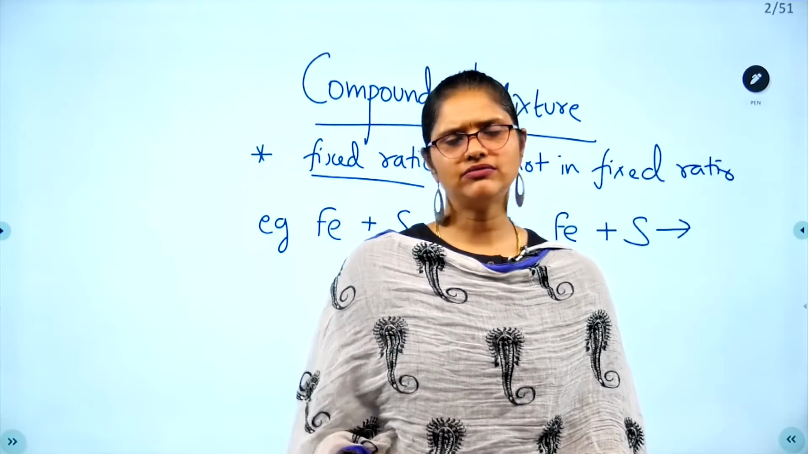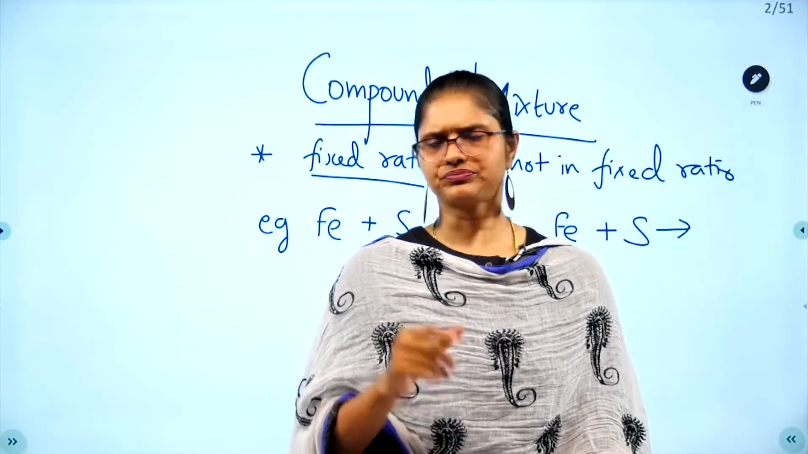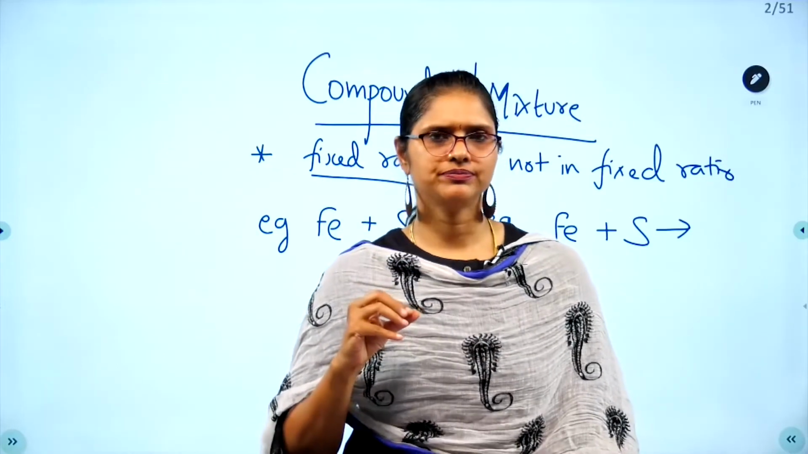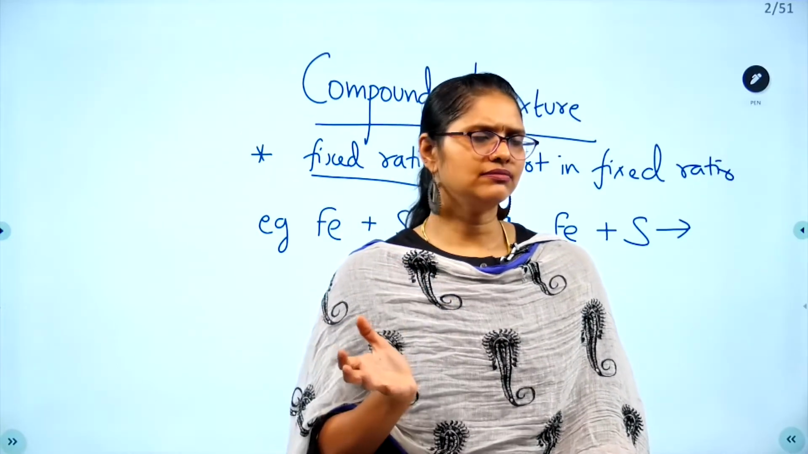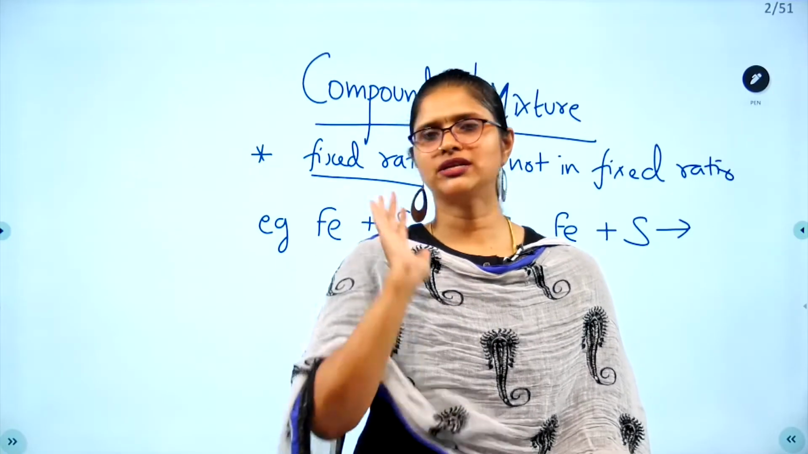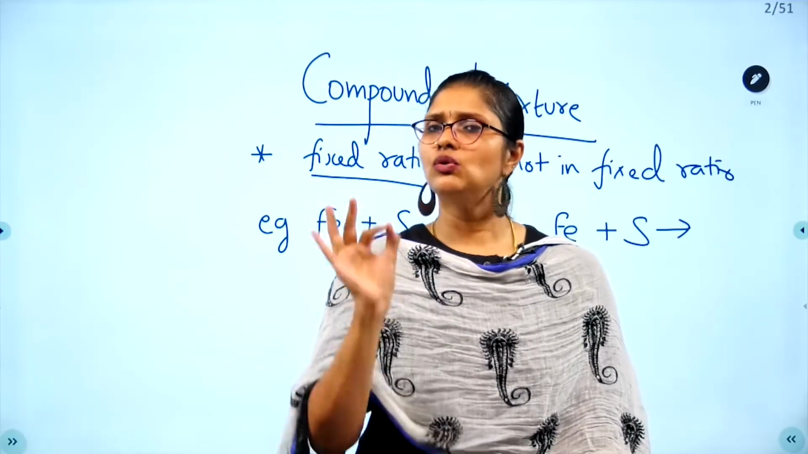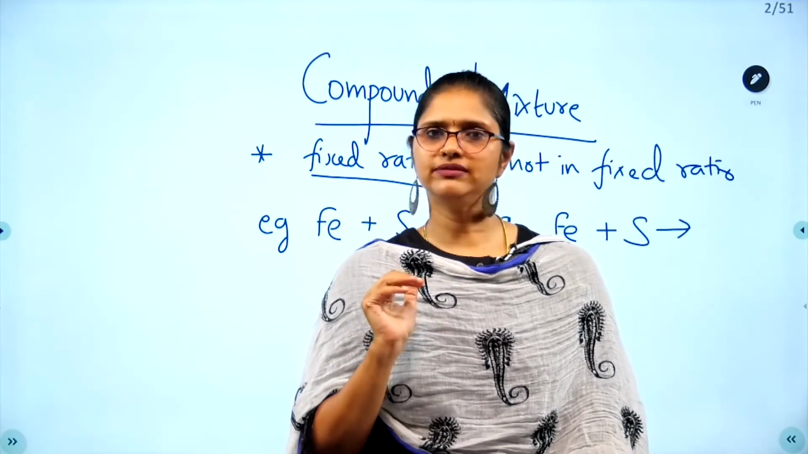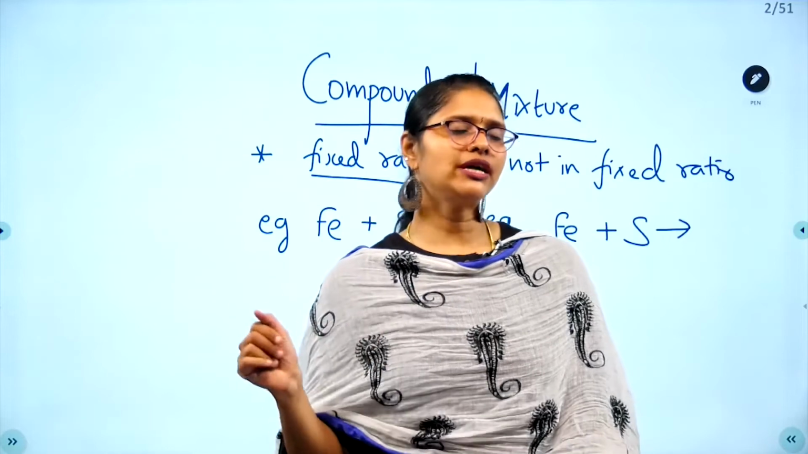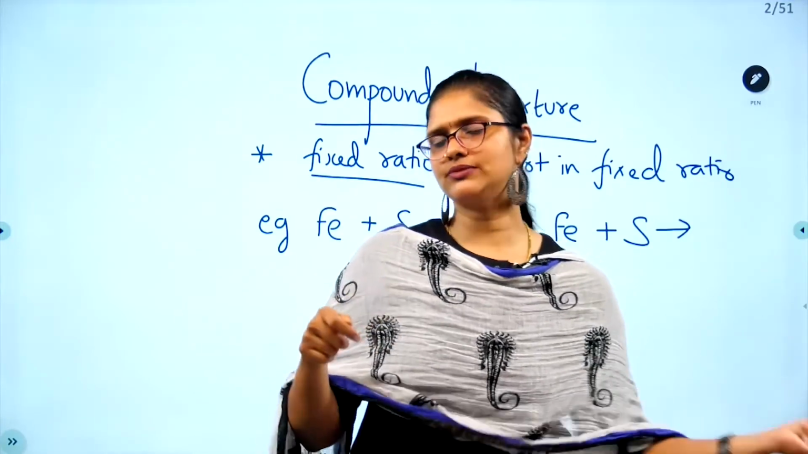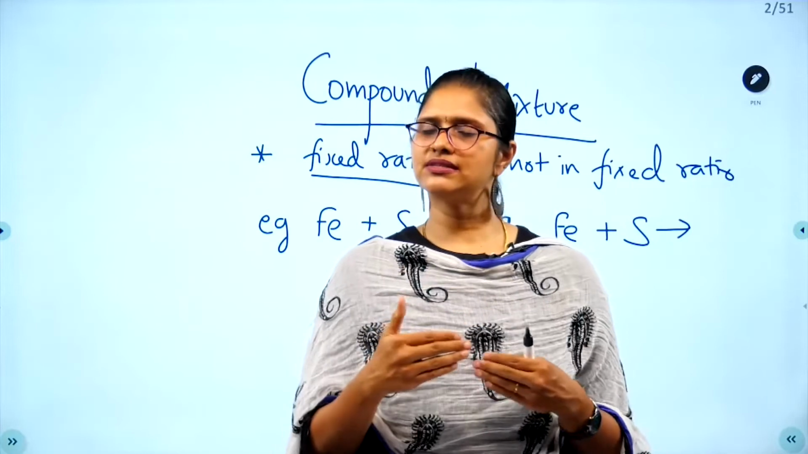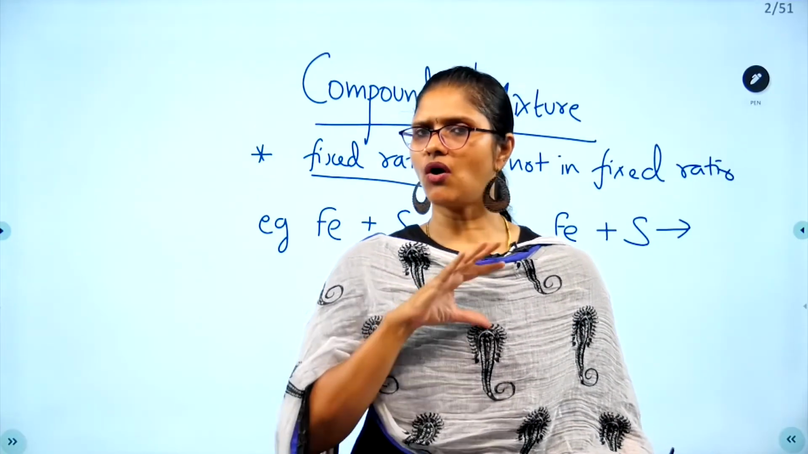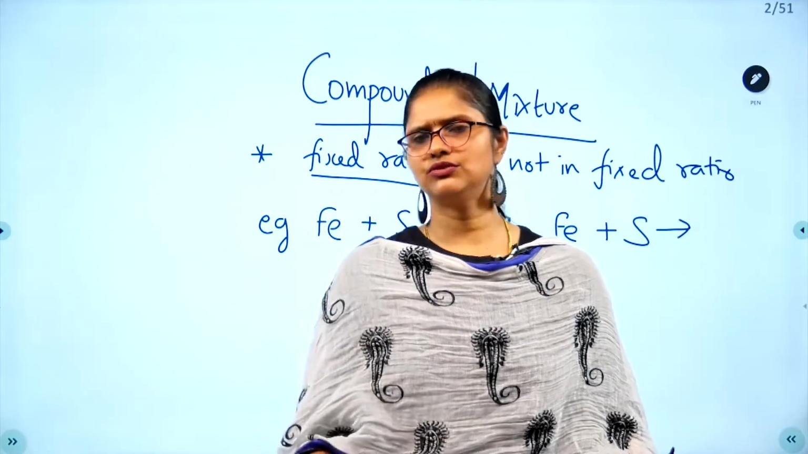Generally the magnet will attract the iron. Am I right? Once it forms ferrous sulfide and now you are taking the magnet near to it, will it get attracted? Not at all. It won't get attracted because elements lose their identity once they form the compound. Fine. Now come to the mixture. Now I took one spatula of iron powder, one spatula of sulfur powder, and I mixed. Now I am going to take the magnet near to it. Now what will happen? All the iron filings will get attracted to the magnet.